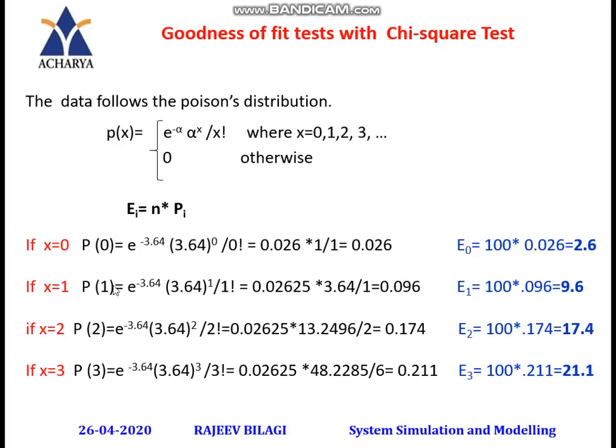X1 equal to, that is P. When x is equal to 1, so that is P1. So e to the power of -3.64 into 3.64 to the power of 1 into 1. For this, you are going to get the value as 0.96, which is the P1 value.